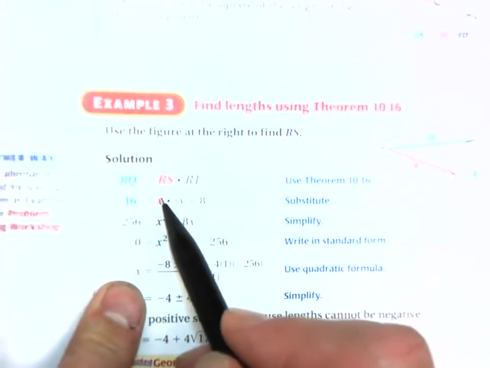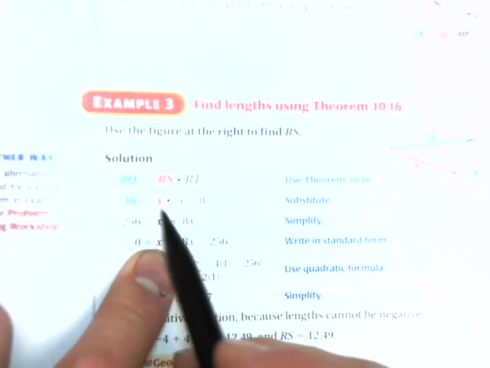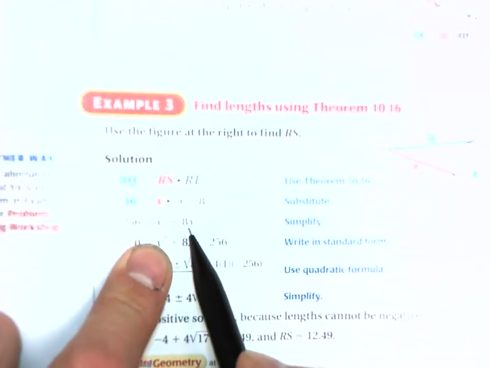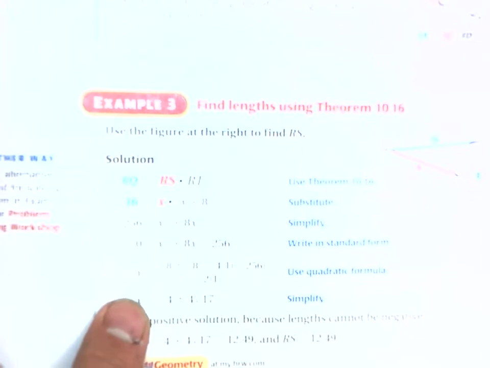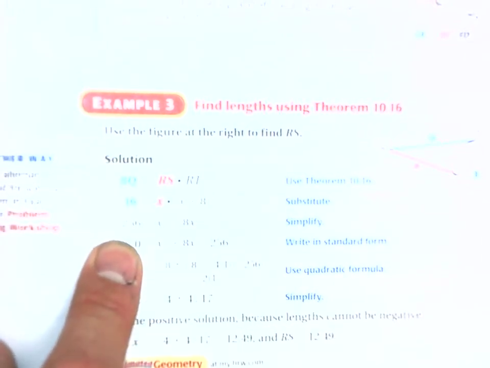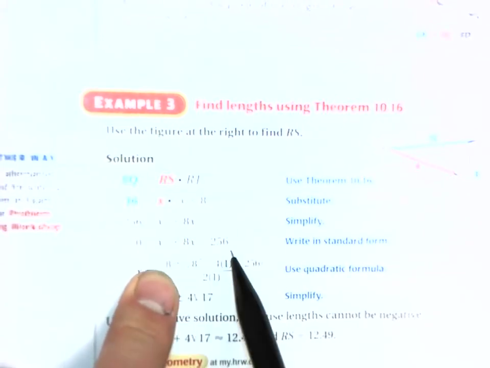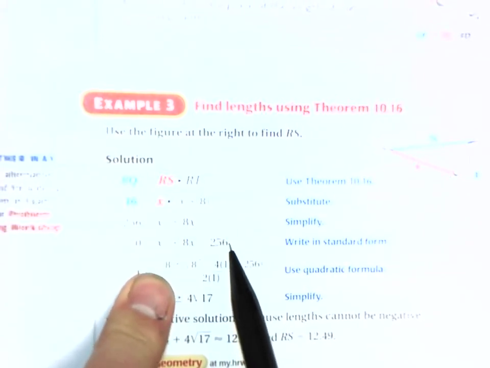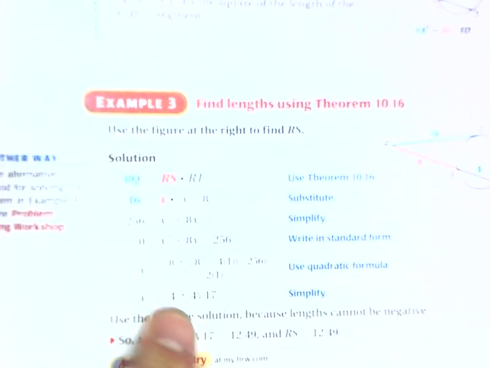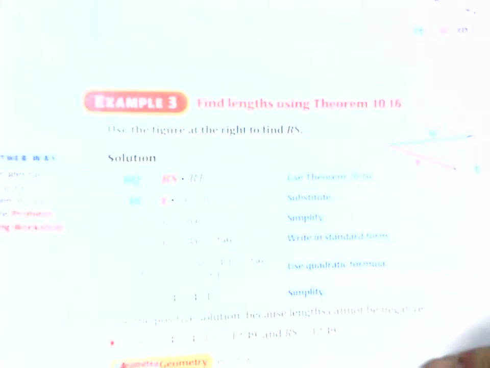And then simply distribute this inside the parentheses. x times x, remember that's x squared, and x times 8 is 8x, and then you can subtract 256 from both sides. And this is the standard form of a quadratic, and you want to then be able to use the quadratic formula. So let me show you the quadratic formula.